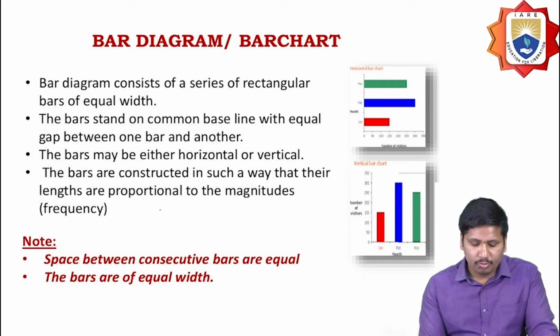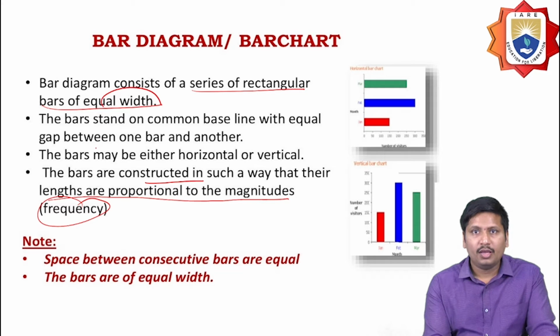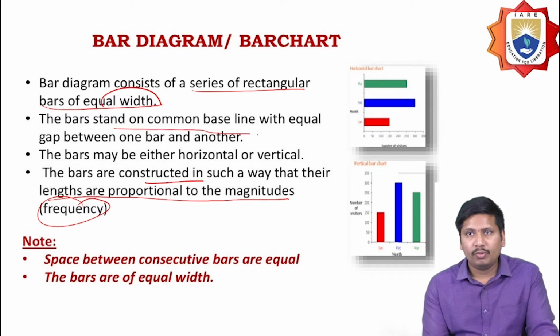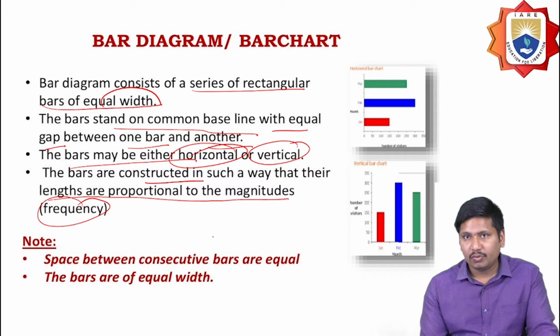So the bars are going to be constructed in such a way that their lengths are proportional to the magnitudes. That should be nothing but frequency. So the bar diagram consists of a series of rectangular bars of equal width, and the bars should stand on a common baseline with equal gap from one bar to another, and all the bars should be either horizontal or vertical. The length of each bar should be proportional to the magnitude size.